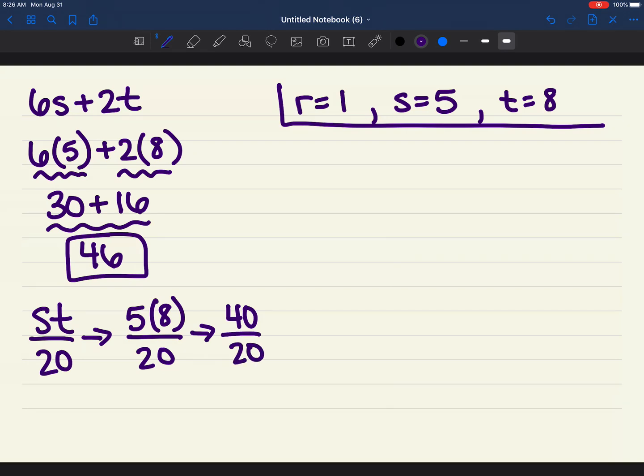Okay, can I divide those two numbers? Yes, what is 40 divided by 20? 2. Okay, remember you could cross those zeros off because that means they're divisible by 10. 4 divided by 2 is just 2. Okay, let's look at r plus 40 minus 3t.